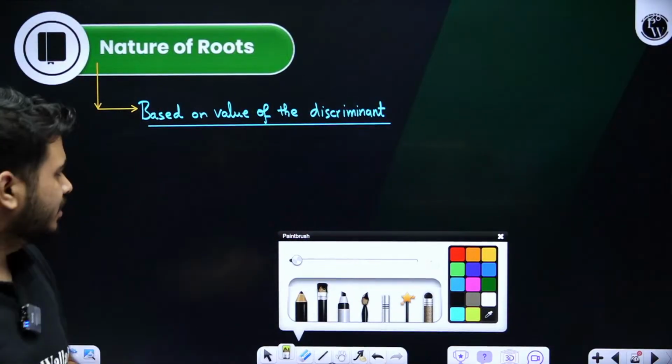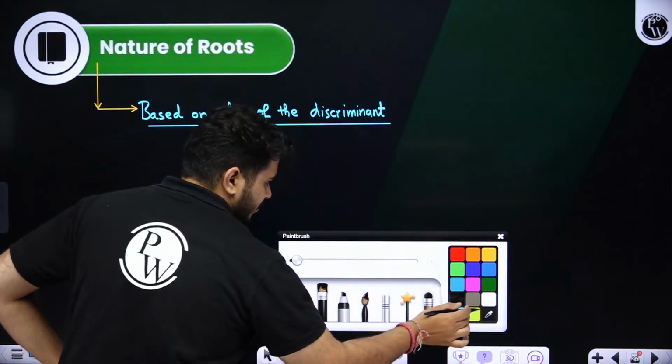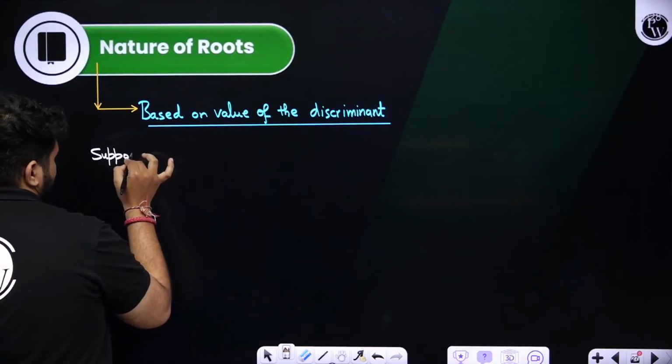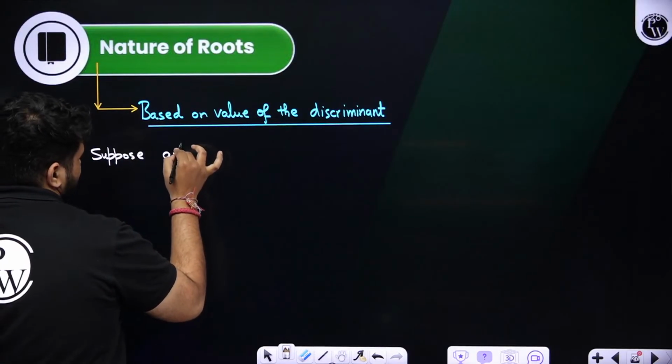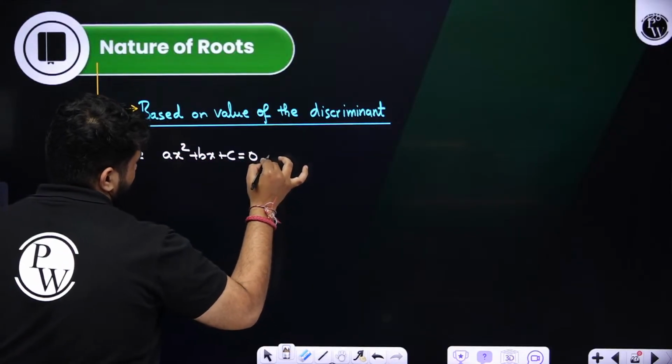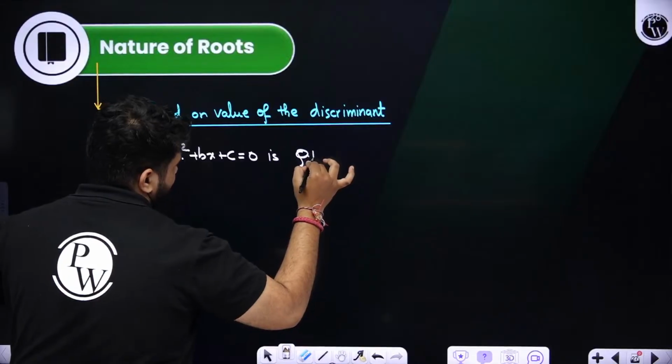Clear? Fine. So based on the value of the discriminant, suppose we have this quadratic equation, ax square plus bx plus c is equal to 0.